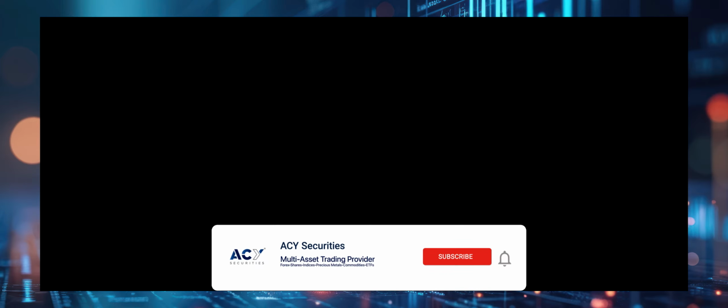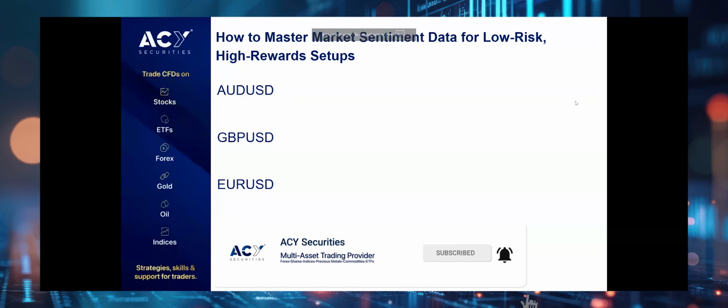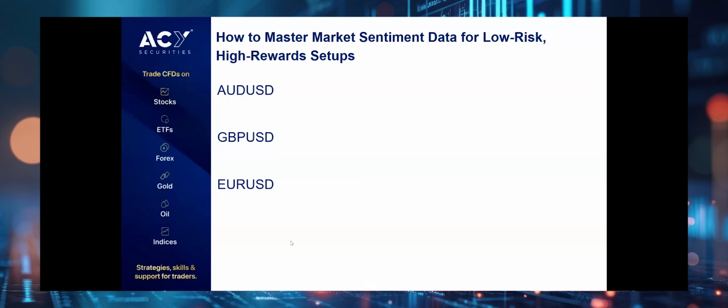Today's Wednesday. As usual, we have the sentiment data today: how to master market sentiment data for low risk and high reward setups. We're going to be looking at Aussie dollar, pound dollar, and euro dollar. Tonight we also have the PPI. You need to pay attention to that because most likely we will have some interesting releases. But for now, the most important is still the NFP from last Friday.